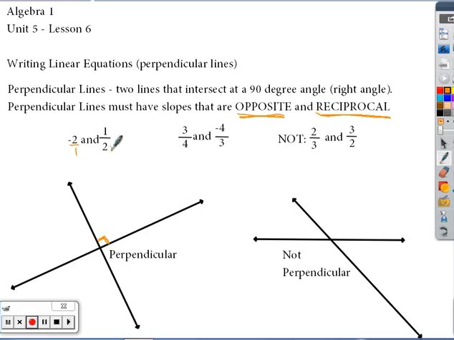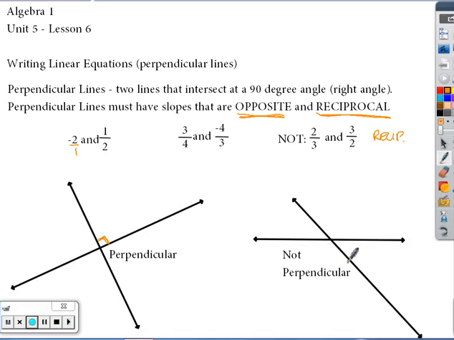-2/1 and +1/2 are opposites and reciprocals. 3/4 and -4/3 are opposites and reciprocals. 2/3 and 3/2 are not. They are reciprocals. They are not opposites. Opposite means one's positive, one's negative.